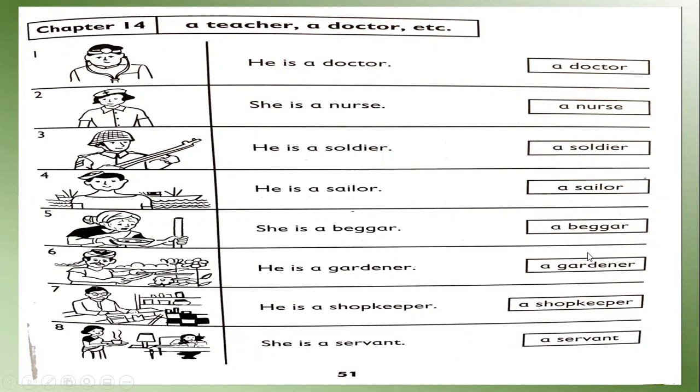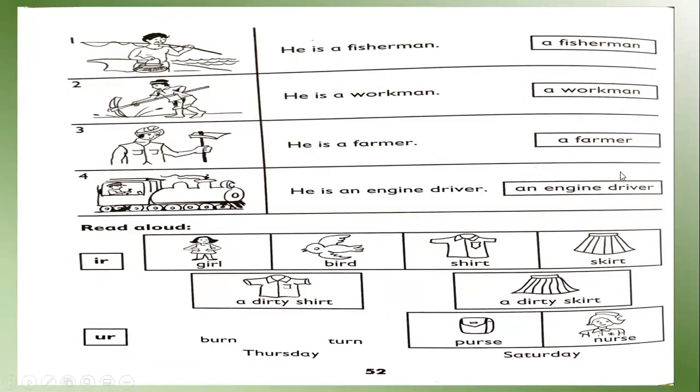Sailor needs training. Beggar, it's just an occupation of someone who cannot do anything, but they earn money by begging. So it's also their occupation. You can say it's not a profession. Gardener, shopkeeper, servant. They are occupations. Gardener works hard to get money, but he did not take any degree. Shopkeeper needs just training and earns money, and the servant does the household work and gets the money. Same like the fisherman, workman, farmer, and engine driver.